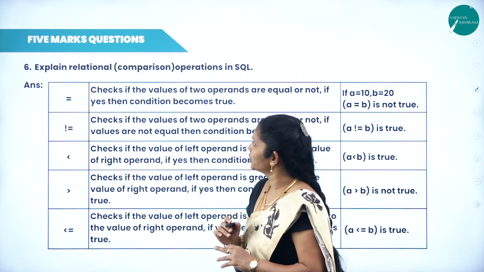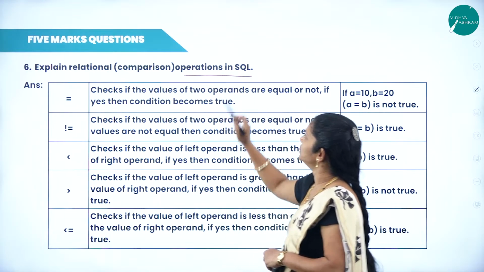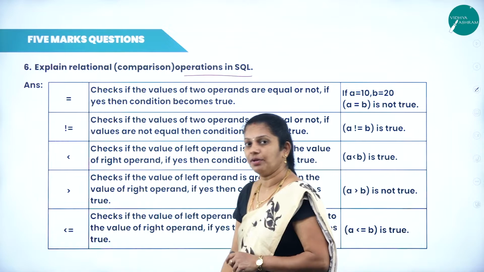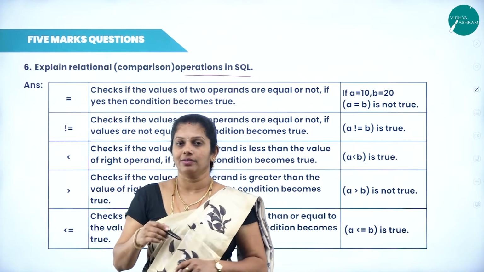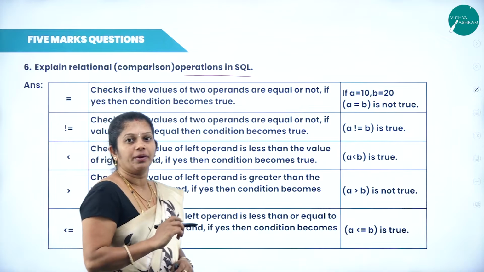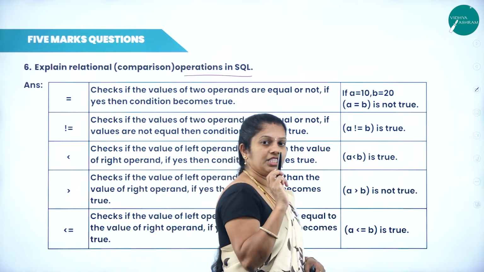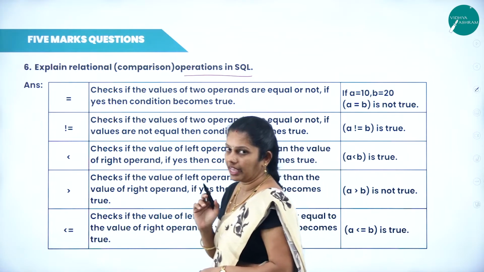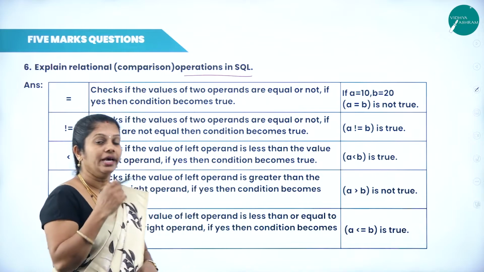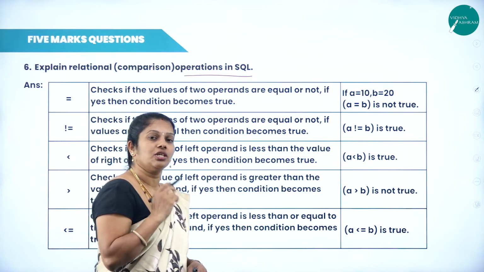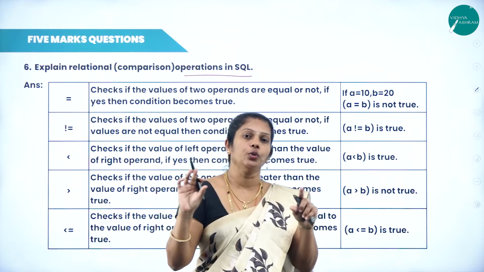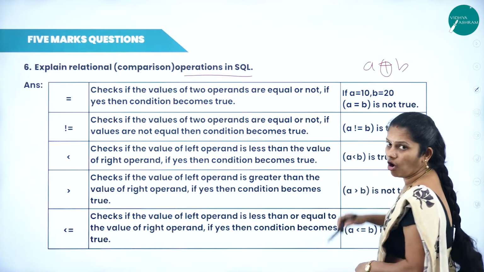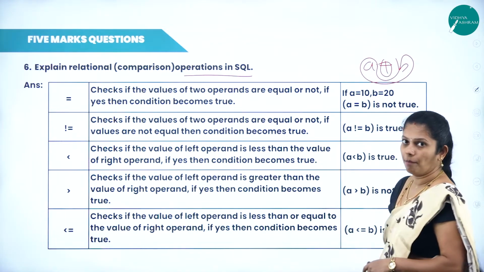The next question: explain relational operators in SQL. When we come to operators, there are three types: arithmetic operators, relational operators, as well as logical operators. Arithmetic operators you can also expect for 5 marks, relational operators you can also expect for 5 marks, as well as logical operators you can also expect for 5 marks. In this question, it is relational operators. Relational operators show the relation between two operands. For example, if I have A plus B, then plus is the operator, and A and B can be called operands.